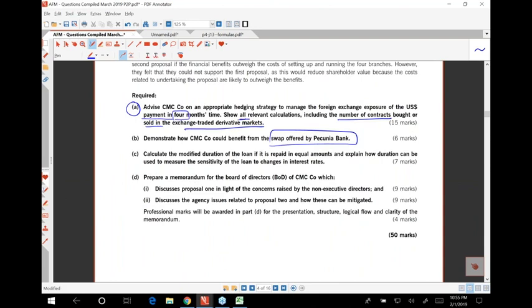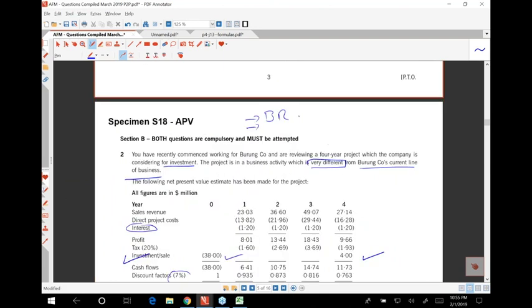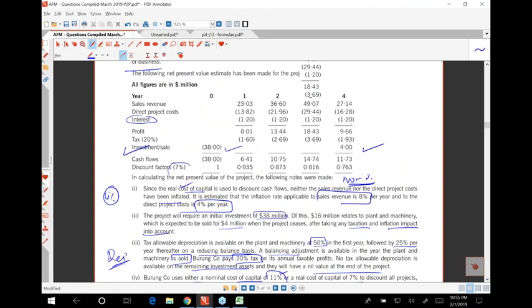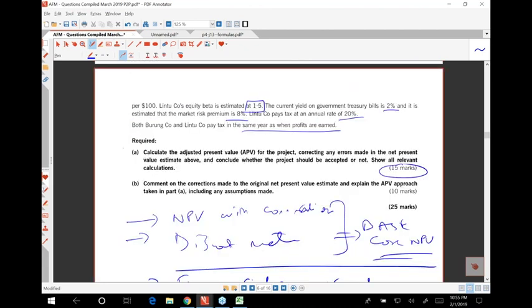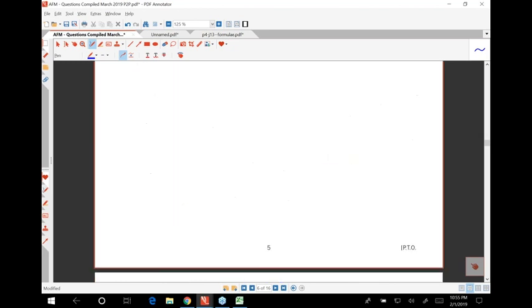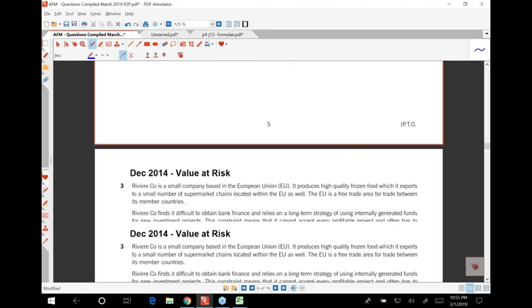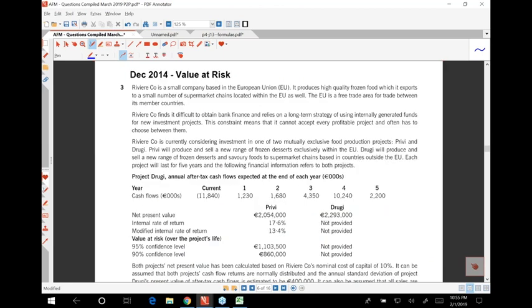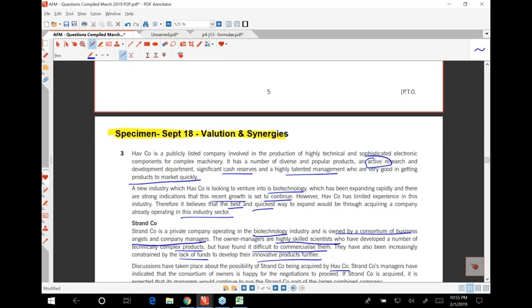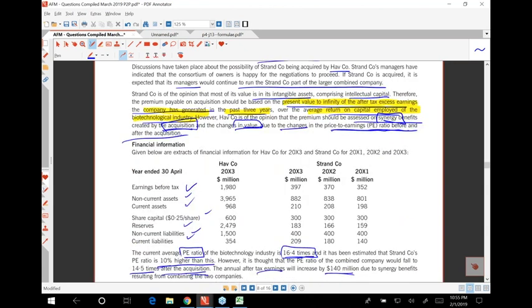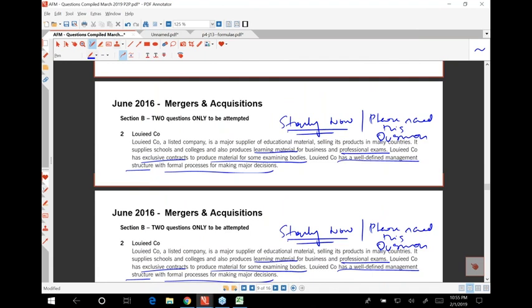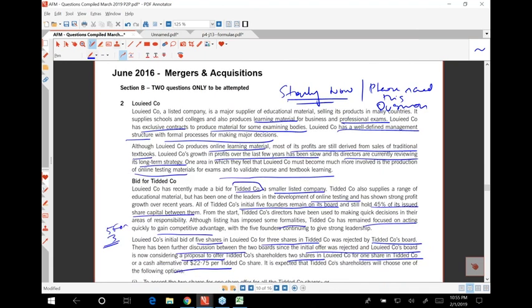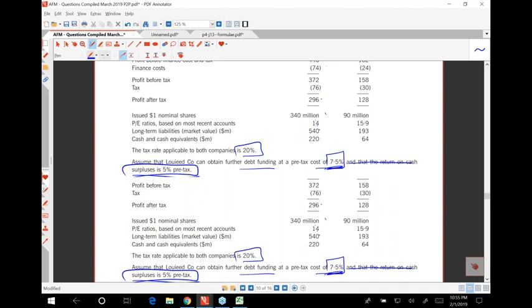Anyway, so we are done with this question. The second requirement of the question says to comment on the corrections made to the original NPV calculations, present value estimate, explain the APV adjustment, and so on. Now, I'm going to use the time that is left for the session to guide you on how you could go about preparing for the exams and what are the areas that you must actually practice.